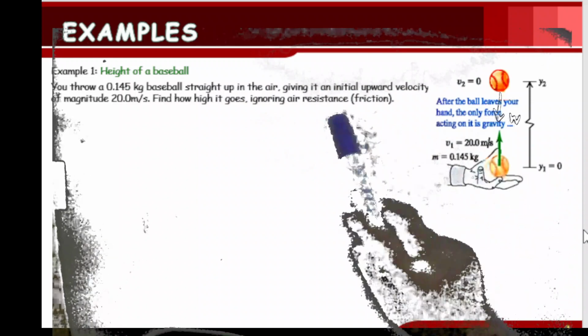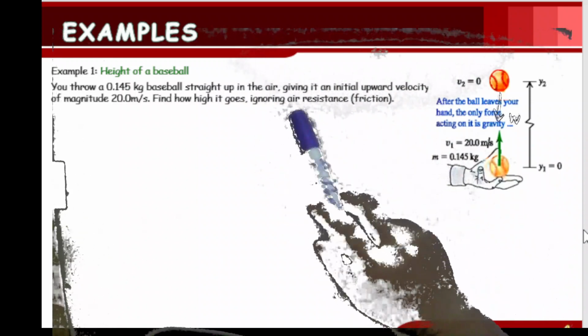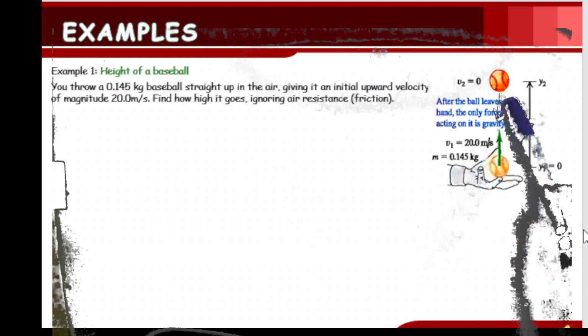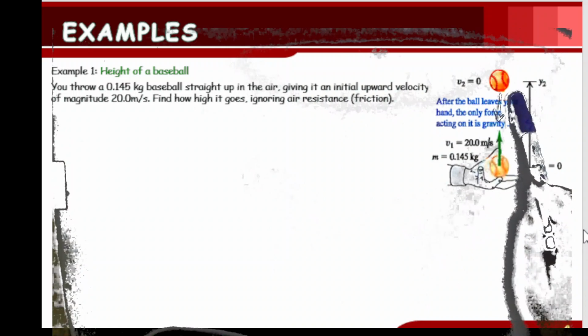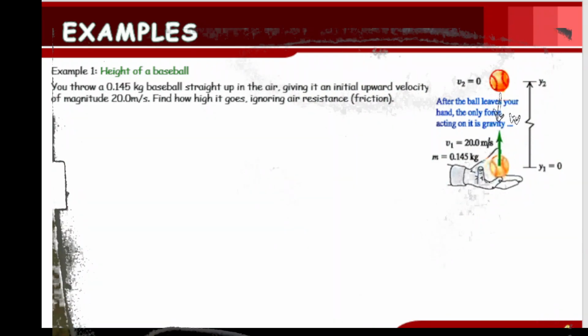Okay? We are asked here to find how high it goes. So highest point. At the highest point, your velocity is zero. So, ang atong himuon nga second position or final position will be this y2, the final position at the point where it reached the highest point.